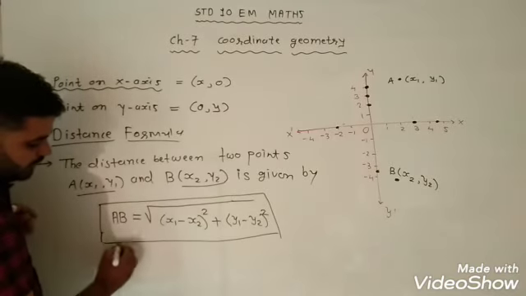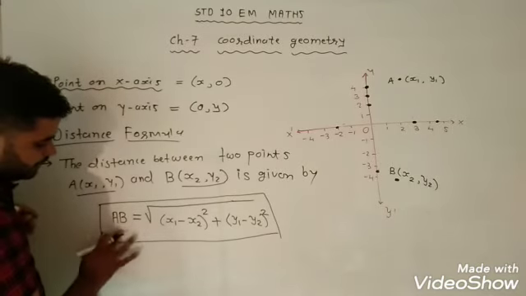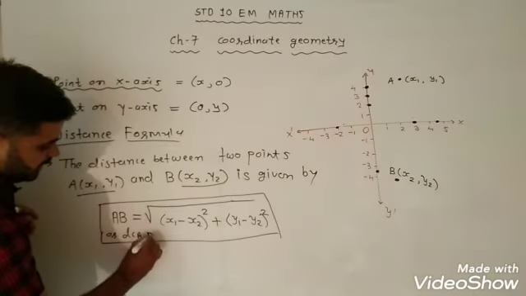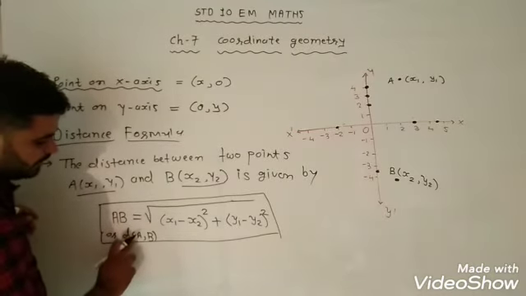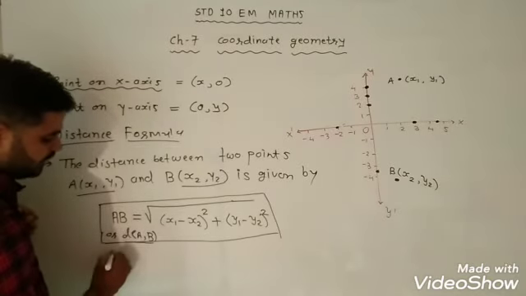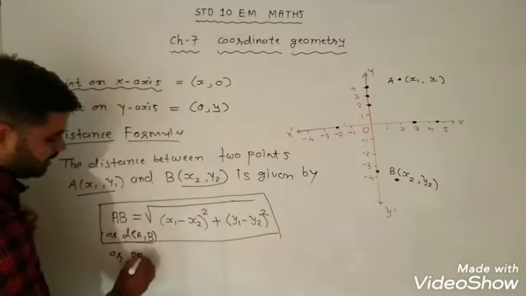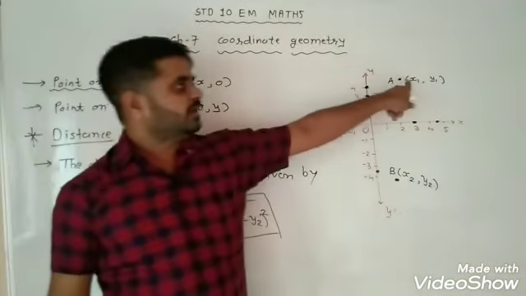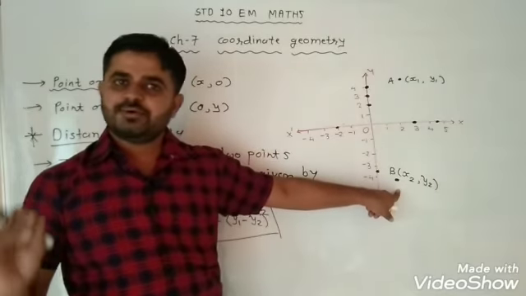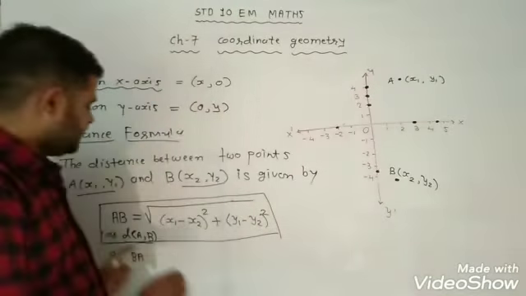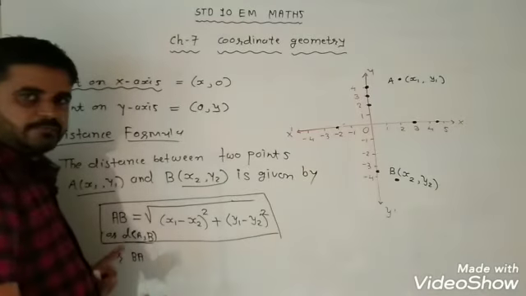Now the AB is also denoted in this form, D bracket A and B, which is also pronounced as distance between A and B, or it can also be written BA, meaning distance between A and B. Okay, A to B का डिस्टेंस जितना होगा उतना ही डिस्टेंस B to A का ही होगा, ठीक है. So we can write AB or BA.